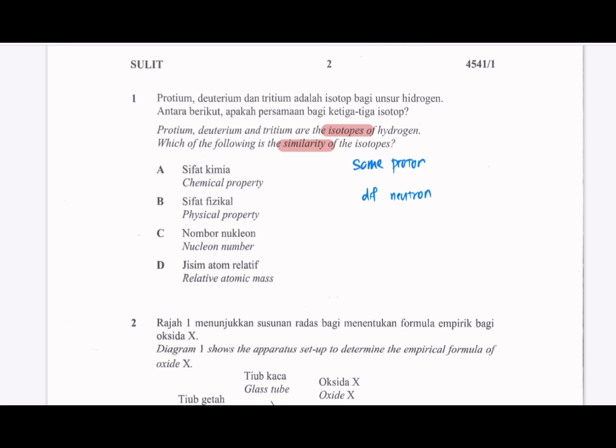So for the proton number, when you have the same number of protons, their chemical properties will be the same. And meanwhile, for the neutron number being different, this will cause the physical properties to be different. So now we're looking for the similarity, persamaan. So they will have the same chemical properties.